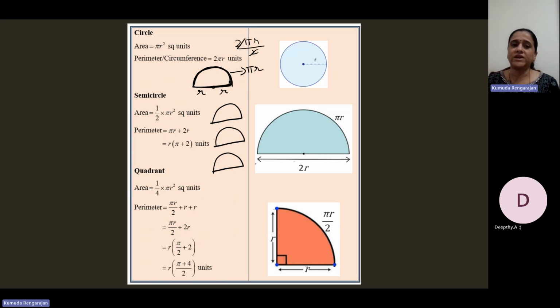Area is half the area of a circle: half into pi r square, or pi r square divided by 2.